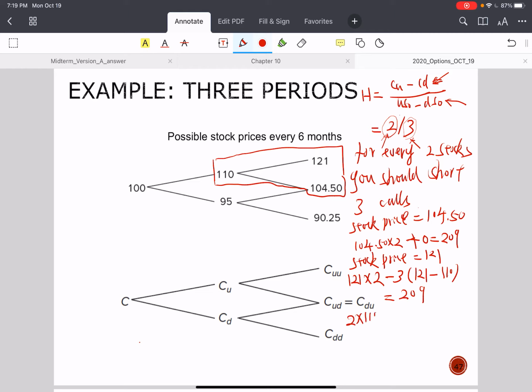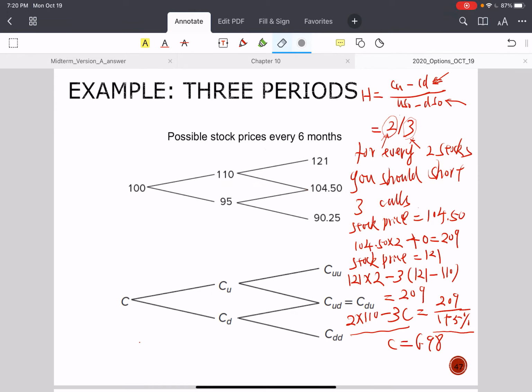So this basically tells us 2 times 100 minus 3C equals 209 divided by 1 plus 5%, right? Again, the right hand side is the discounted value of this portfolio's payoff, right? And then the left hand side is the present value of this portfolio. Of course, these two values should be the same. So this solves C equals 6.98. Right? So again, we have got the same number. That is, you will have 6.98.